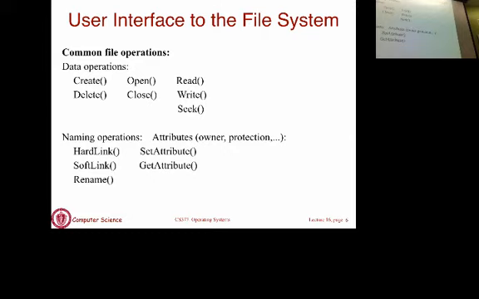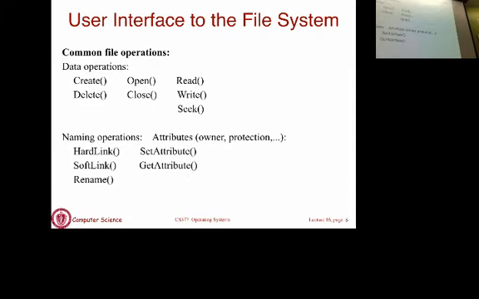Open allows you to open the file for reading or writing. Close allows you to close that file. And then you have read and write, which allow you to read and write to that file. There's another system call called seek that allows you to move where in the file you are trying to read or write to. So these are the standard set of system calls you can use to manipulate files.